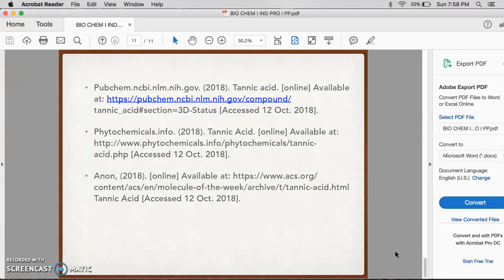And here we have my references. From PubChem is where I found predominantly this structure, the chemical and physical properties. The phytochemicals source was where I found kind of the fun facts, the difference between tannins and tannic acid. And Annin is where I found the rest of the information, the history and the uses.